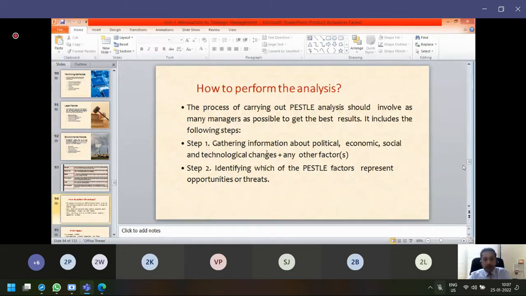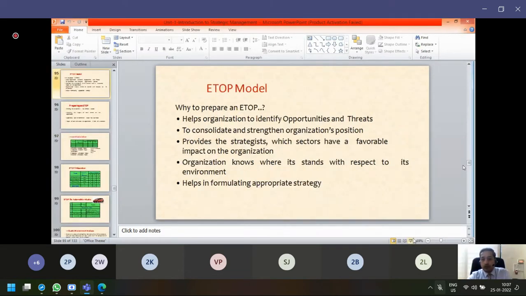So after doing this, we'll go to the ETOP model. This model we'll have to understand. Have you heard of this term ETOP?